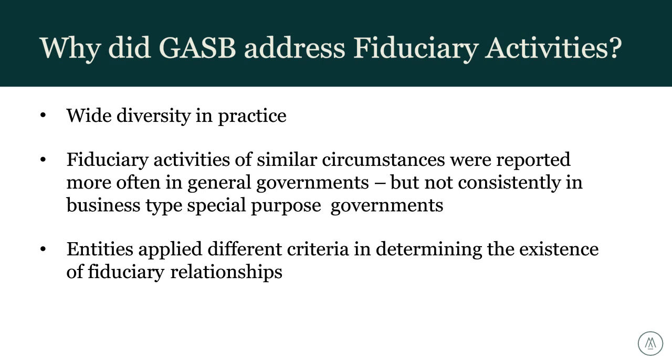For instance, fiduciary activities of similar circumstances were reported more often in general governments, but not necessarily consistently in business-type and special-purpose governments. The previous guidance required governments to include the activities of organizations that do not meet the requirements for inclusion in the financial reporting entity that the primary government has fiduciary responsibility for, which was pretty vague. Because it was vague, entities were applying different criteria in determining the existence of fiduciary relationships and reporting. Before we move on through the new standard, we have our first polling question.